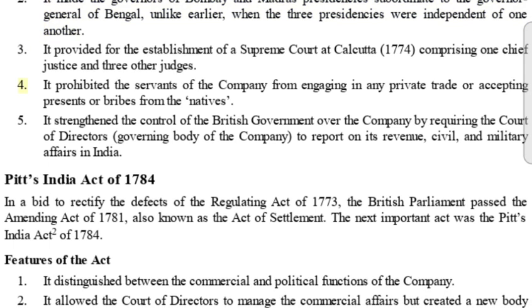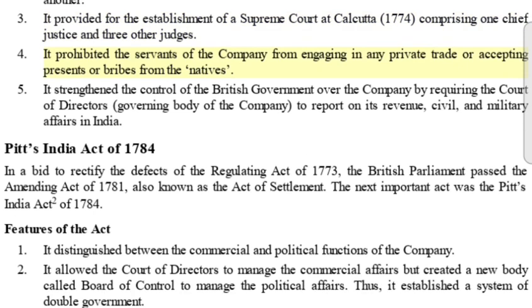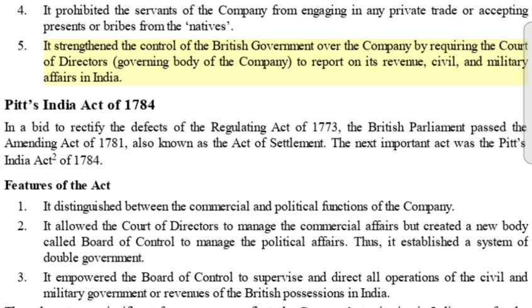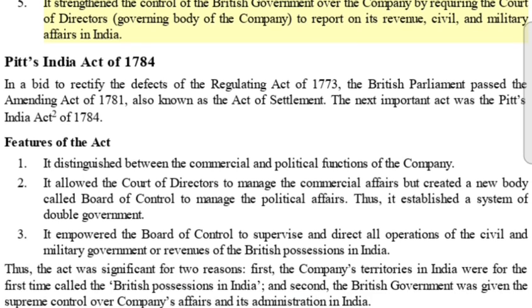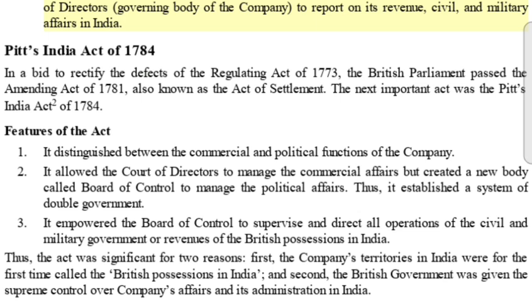3. It provided for the establishment of a Supreme Court at Calcutta, 1774, comprising 1 Chief Justice and 3 other judges. 4. It prohibited the servants of the company from engaging in any private trade or accepting presents or bribes from the natives. 5. It strengthened the control of the British government over the company by requiring the Court of Directors, governing body of the company, to report on its revenue, civil, and military affairs in India.